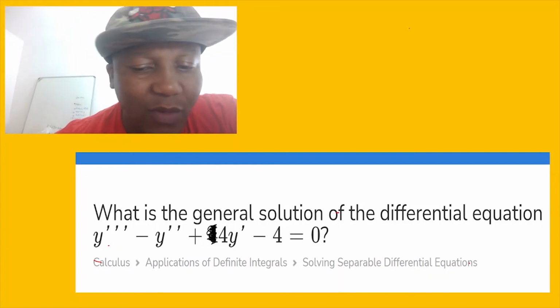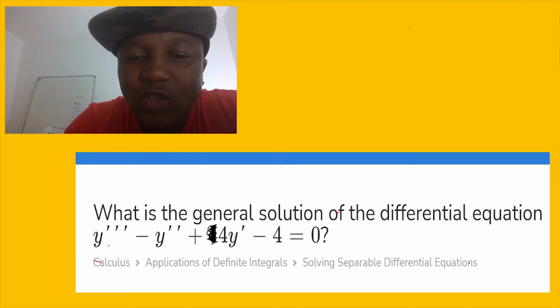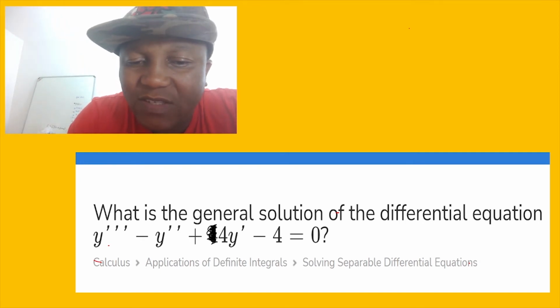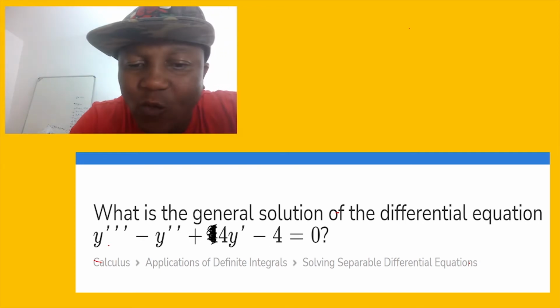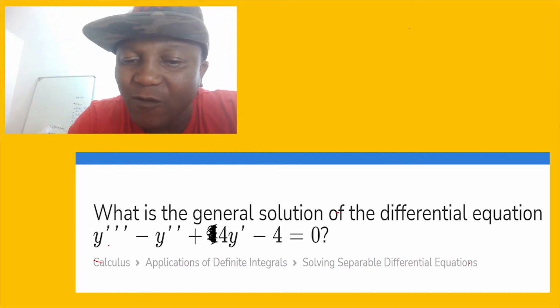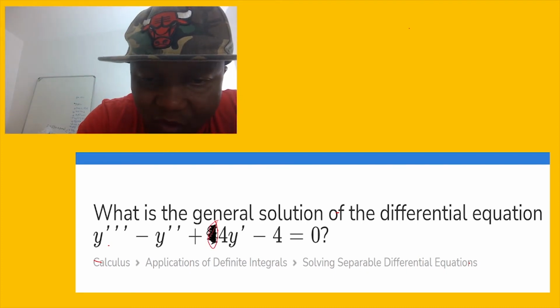So let's get started. We have a question right here. They say you have to solve the complementary solution, the general solution, of the differential equation given here, which is y''' minus y'' plus 4y' minus 4 equal to 0. And I'm sorry about this, there's nothing here, it was a mistake, so we just scratch it.